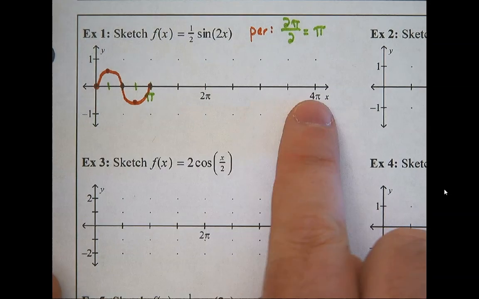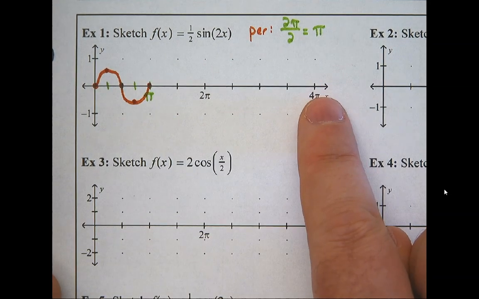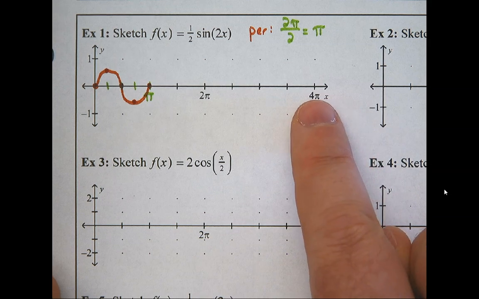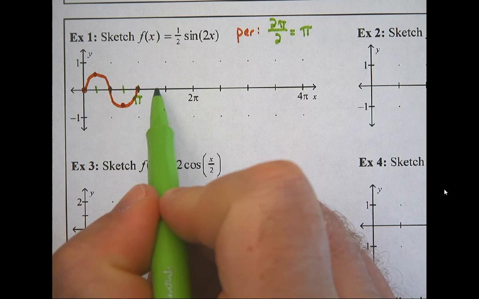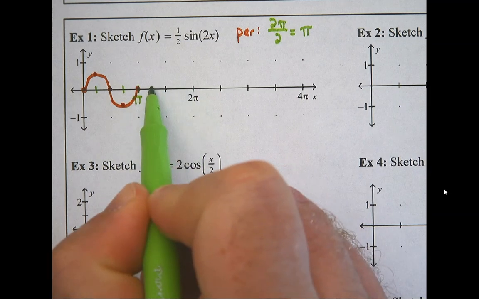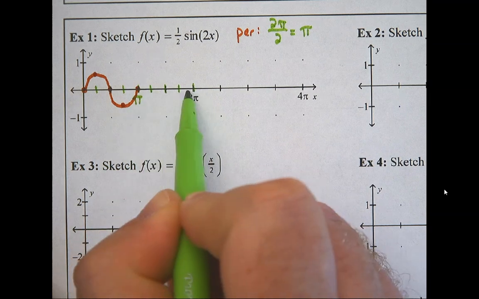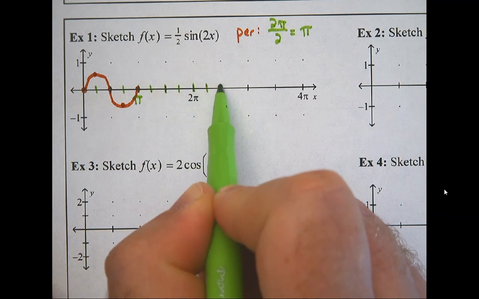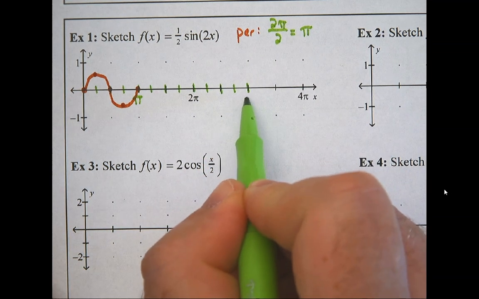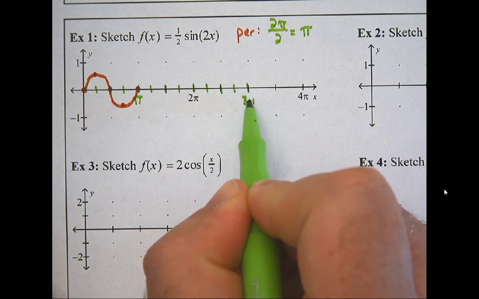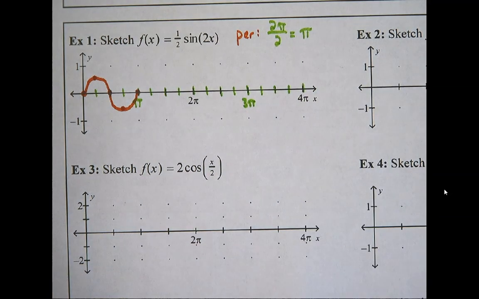Now we have to repeat this for the whole, as far as we can graph on the grid that was given to us. So this coordinate plane goes all the way to 4 pi. So what I'm going to do now is go through and add each quadrant. I'm going to divide each section into 4 tick marks. So there's another period. 1, 2, 3, 4. There's another period. Okay, so where is this? This is 3 pi. And then 1, 2, 3, 4.